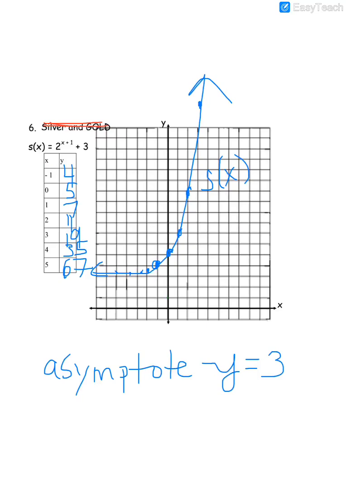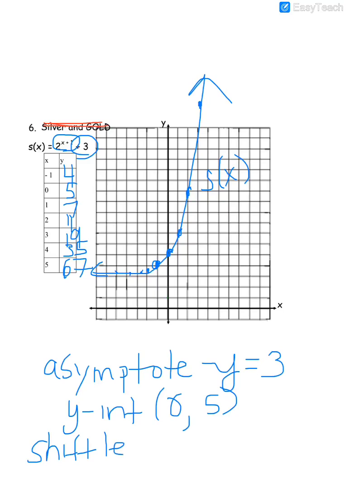Let's talk a little bit more about this. The y-intercept is at 0, 5. And what's happening from the parent function? From the parent function, so inside lies, outside tells the truth. So it is shifting left 1, up 3. All right, so that's 6.